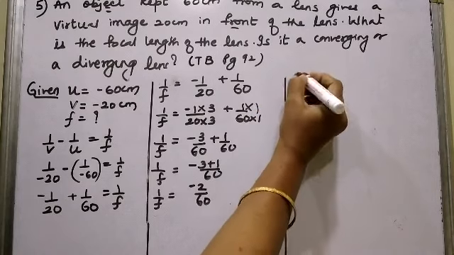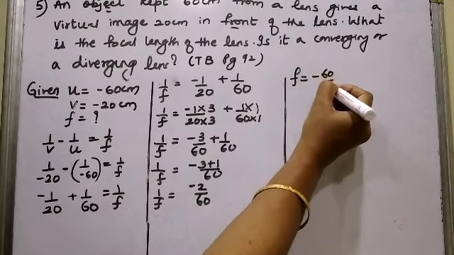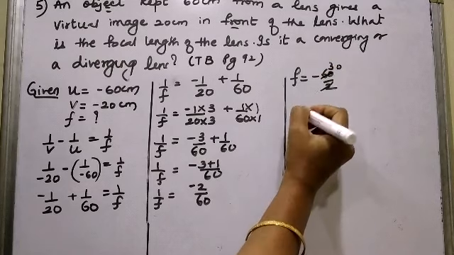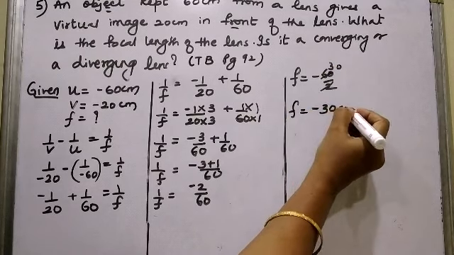Let me take the inverse. So f is equal to minus 60 upon 2. 30 twos are 60. So f is equal to minus 30 centimeters.